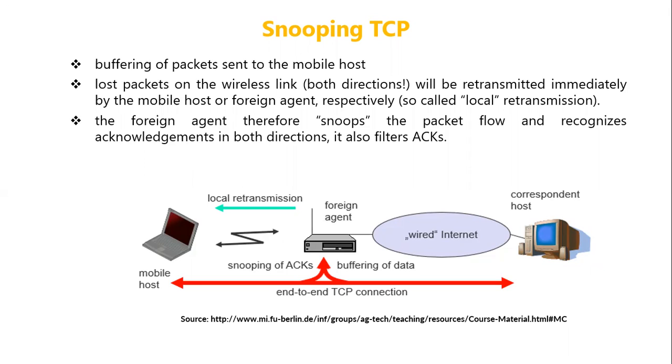acknowledgement. But the foreign agent will buffer all the packets. It will snoop whether all acknowledgements are going properly in both directions or not. If an acknowledgement is missing, then it will not wait for the respective destination node to retransmit, and rather the foreign agent itself will retransmit, so that the retransmission is done in a faster way.